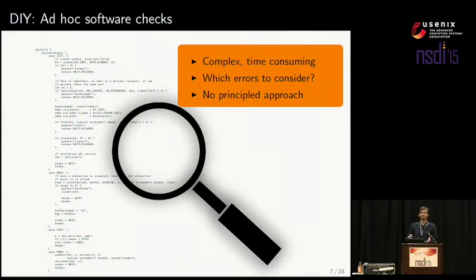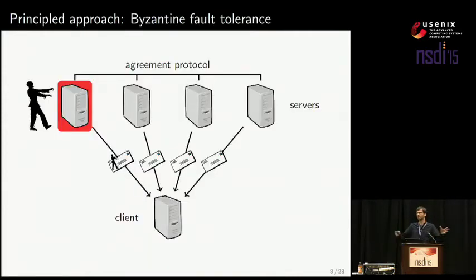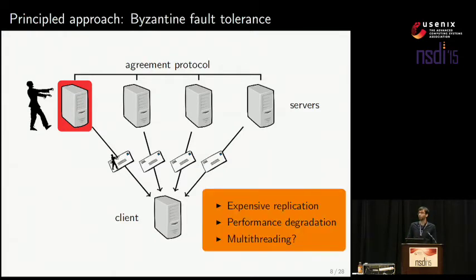Another approach would be a principled approach, Byzantine fault tolerance. Here you take the service, it doesn't matter what the service is, and you replicate it. And now it is easy for the client to filter out the corrupt messages. It can simply compare them with messages from the other replicas. The problem with this approach, however, is that it introduces replication. And in many applications, you don't want to have replication.